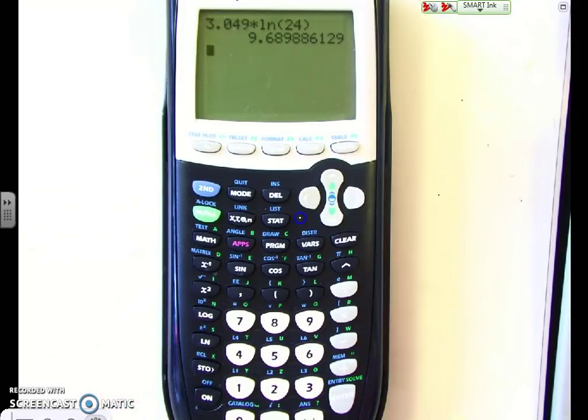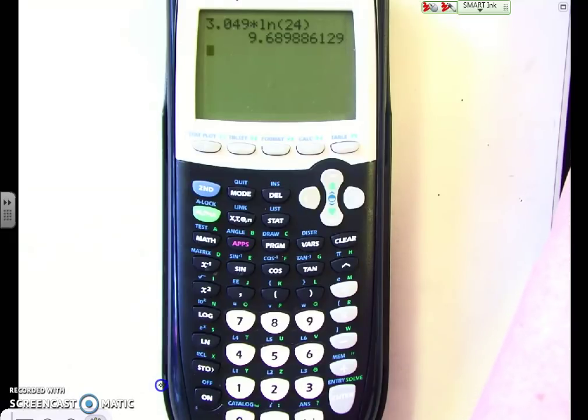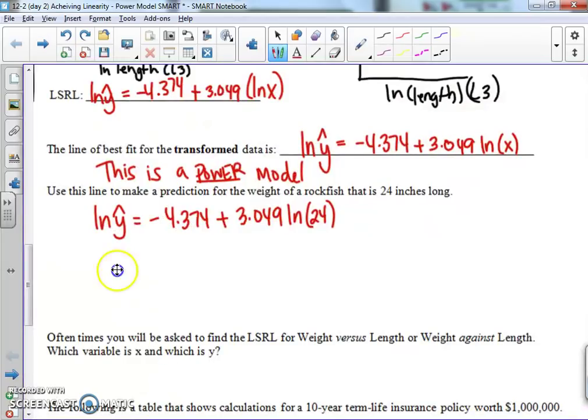Okay? That's not what I have written on my paper. So I'm going to use the value that my calculator is showing here. So we're going to say the natural log of y hat equals negative 4.374 plus this 9.6899 value, okay?